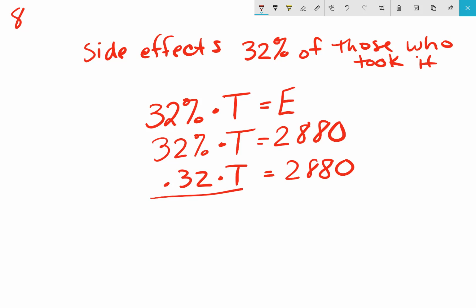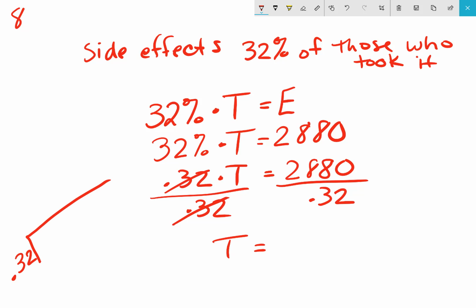To get T by itself, it's being multiplied by 0.32, so you need to divide by 0.32. All right, and now this cancels. You've got T by itself, and so you would use your calculator to do that division. Well, I don't have my calculator right here, so I'm not sure. Let's see. 0.32 into 2880. So 0.32 goes into 288.